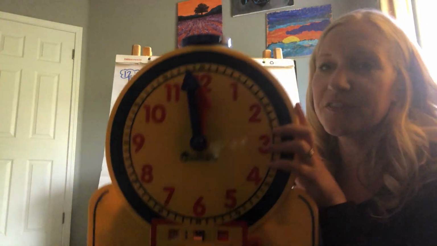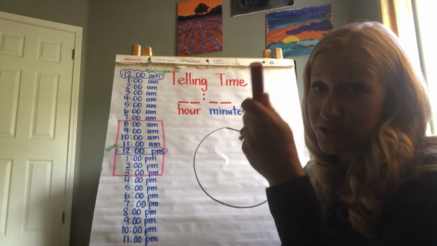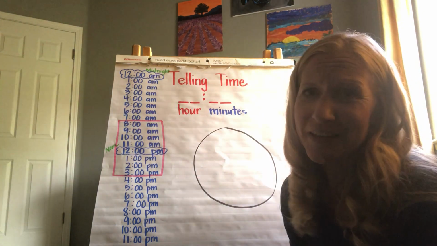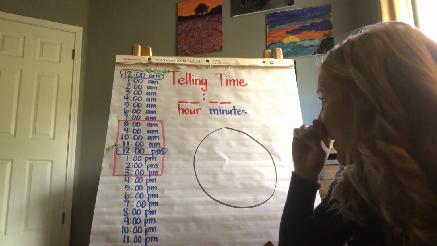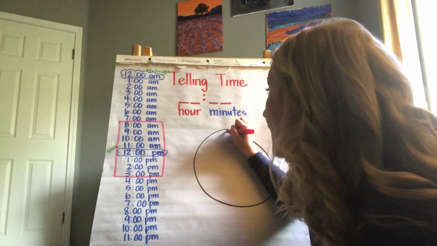So the hour on this clock is in red. You see those? So what we're going to do is on our clock, I'm going to do it in red. You can do it in a pencil, you can do it in a crayon, you can do it however you want. The first thing that we're going to do is we're going to start by putting a 12 up at the top.